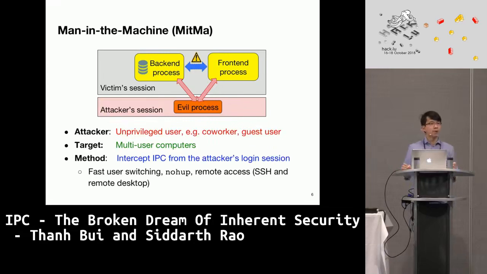So how does the MITMA attacker attack other users on the same computer? The attack method here is to run a malicious process from the attacker's login session. An example attack scenario is as follows. The attacker signs in to the victim's computer with his own credentials and runs the evil process. He then uses fast user switching on Windows to leave the login session in the background. This way, the evil process will continue running in the background and try to exploit the IPC of the victim when the victim is using the computer.